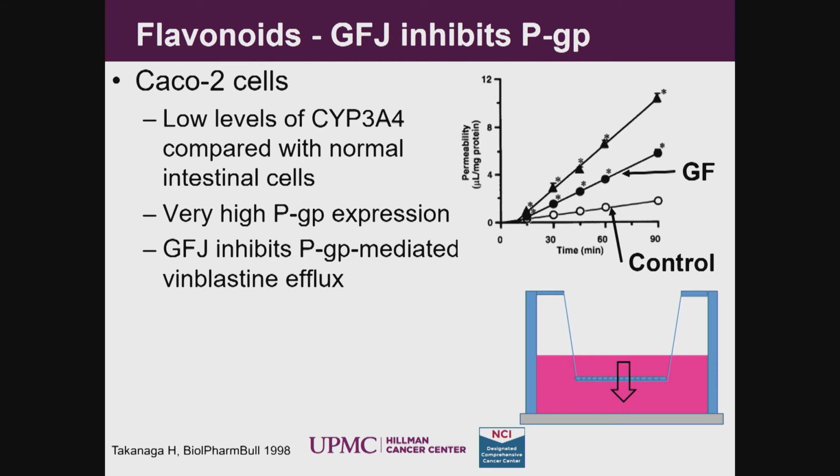Grapefruit juice flavonoids can also inhibit PGP, and this is documented here with the Caco-2 cell line. Caco-2 cells are grown here on a semi-permeable membrane. They form a nice layer, and drug is applied on one side, and permeability to the other side is documented. And so here we see the control, and after addition of grapefruit juice, the permeability increases. And so this was concluded to be the result of PGP inhibition by grapefruit juice components.